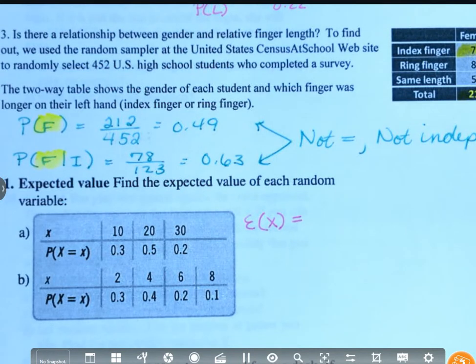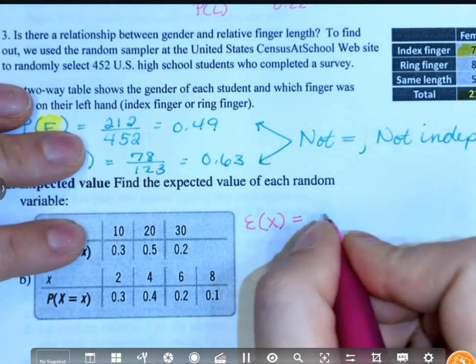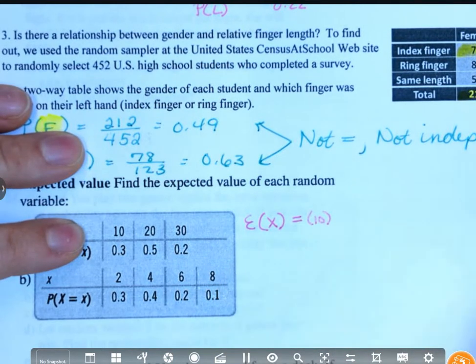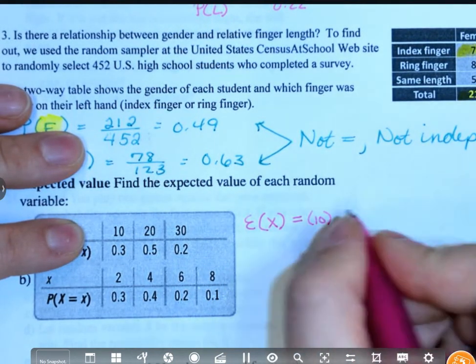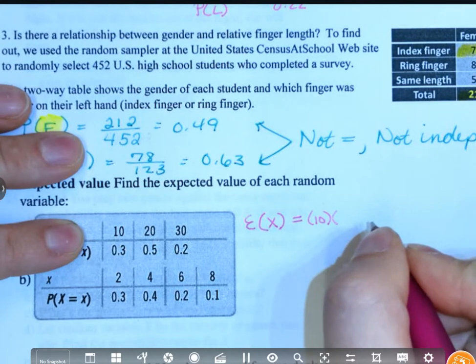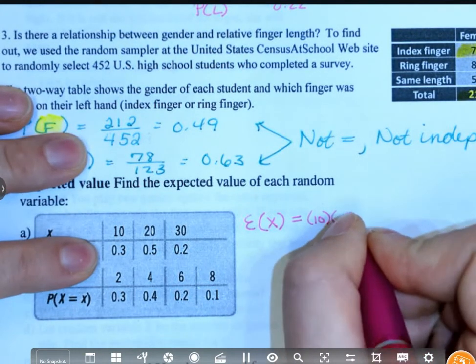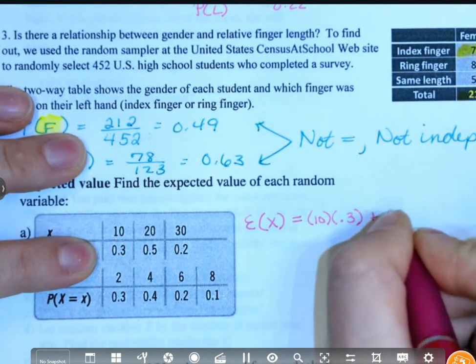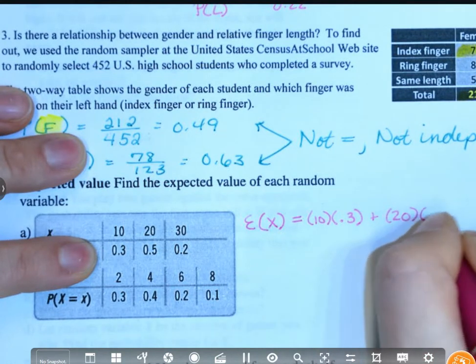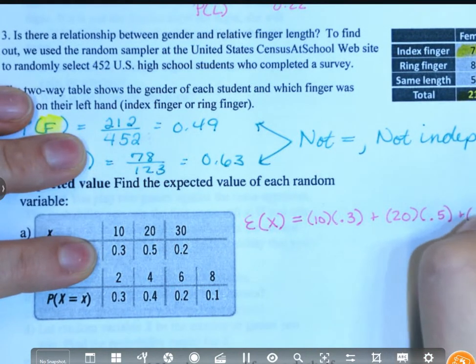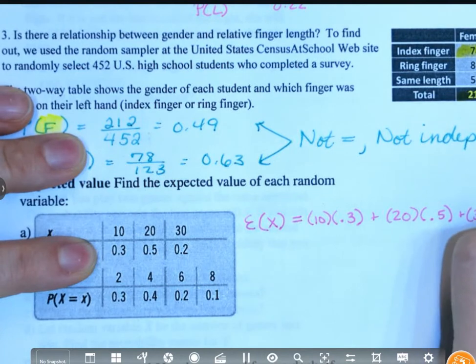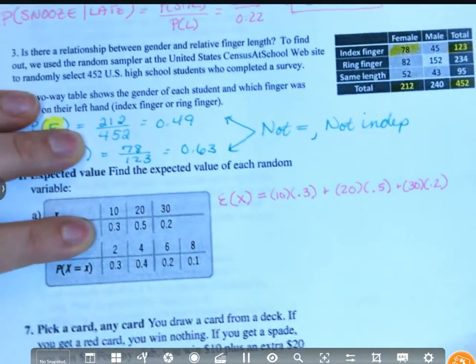It is the sum of all of your products. So that means I'm going to take 10 times 0.3 plus 20 times 0.5 plus 30 times 0.2 off the screen.